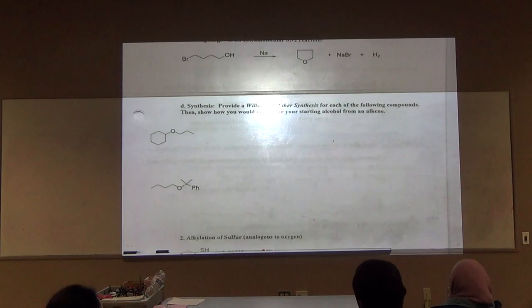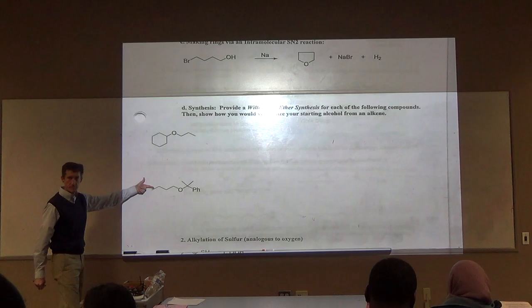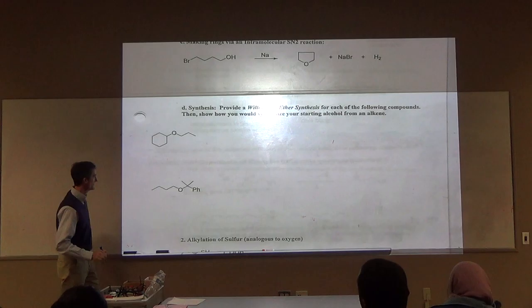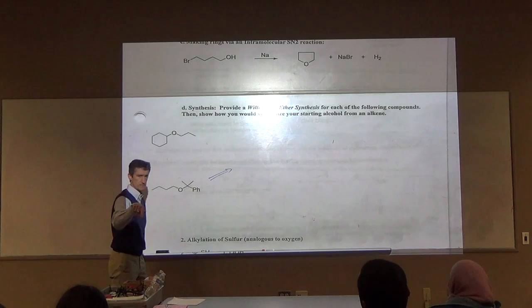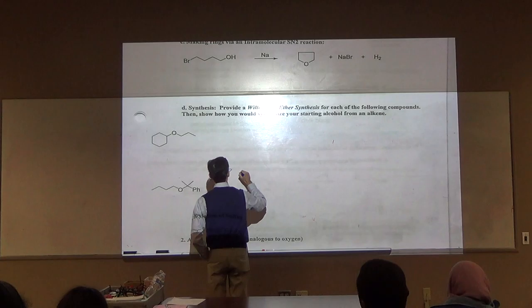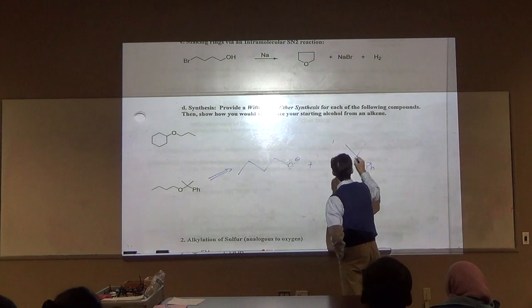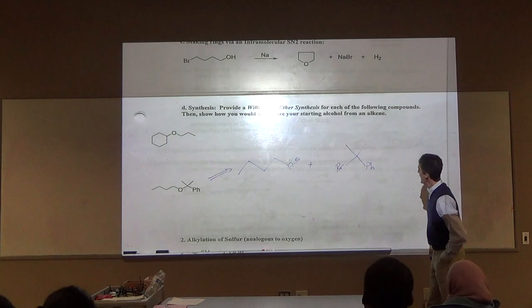Williamson ether synthesis. Did we do this one here in class? Somebody have a synthesis of this? We didn't do it in class. No, we did the other one in class, right? Synthesis of this. We can back this up to an oxygen nucleophile plus what's your favorite leaving group before? Bromine. Okay, we used it before, we'll use it again. We can back that up to that.